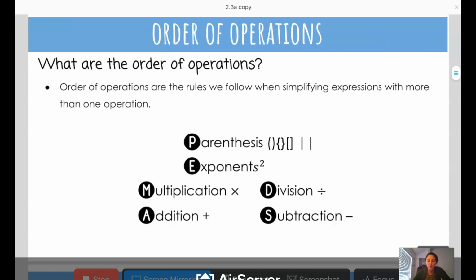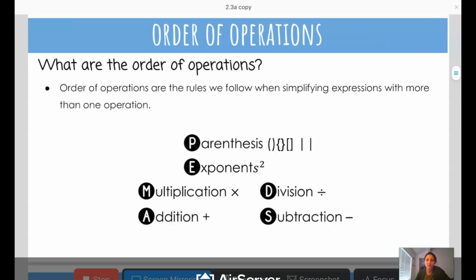First, let's review what the order of operations are. Order of operations are the rules we follow when simplifying expressions with more than one operation. It tells us what order to go in so that all of us get to the same answer. So let's go through what the order of operations are.